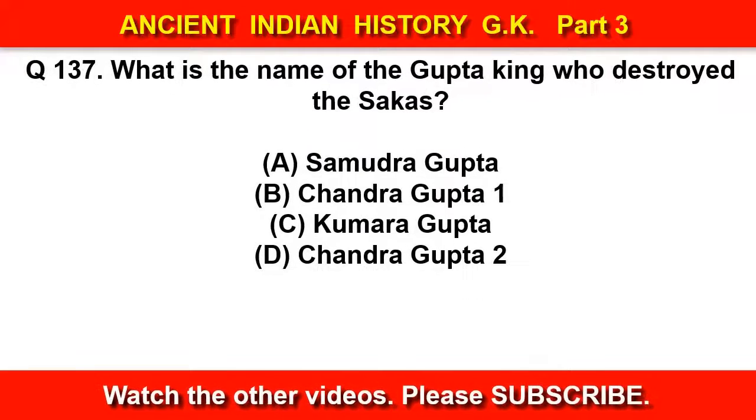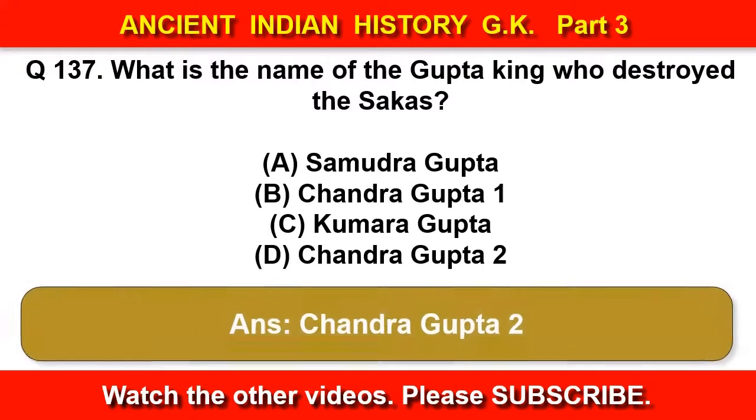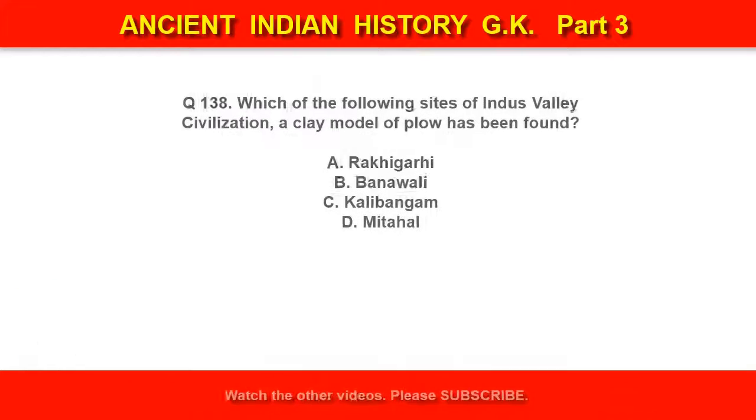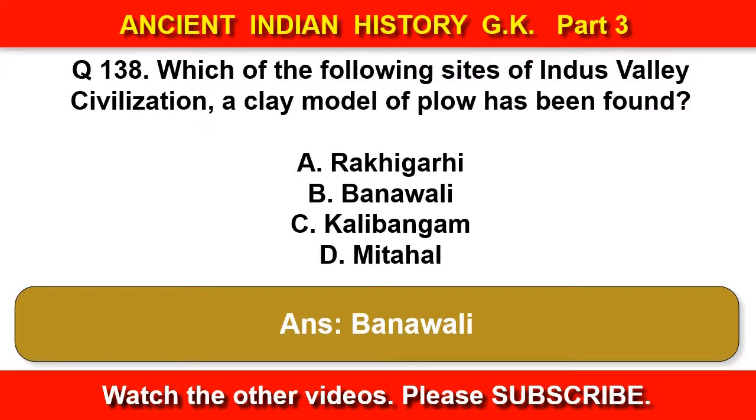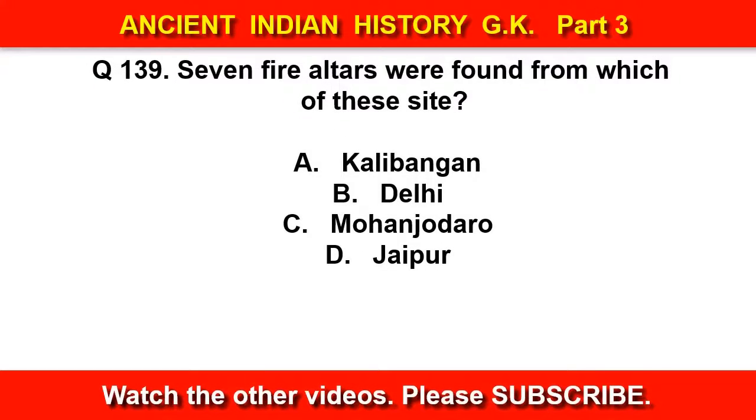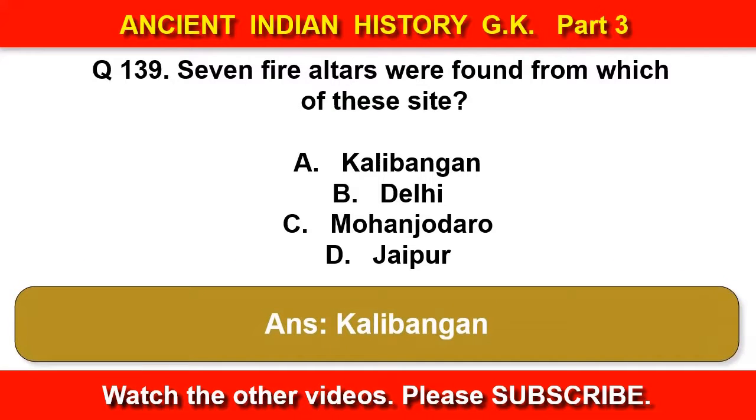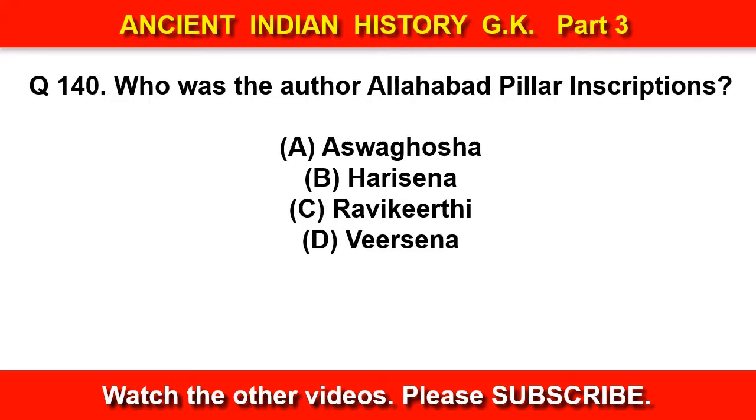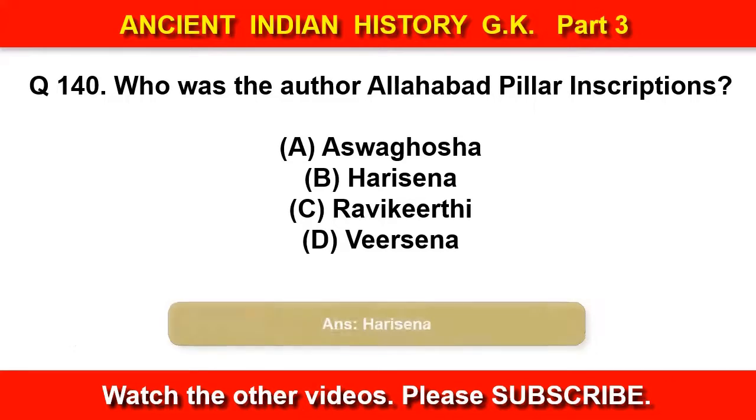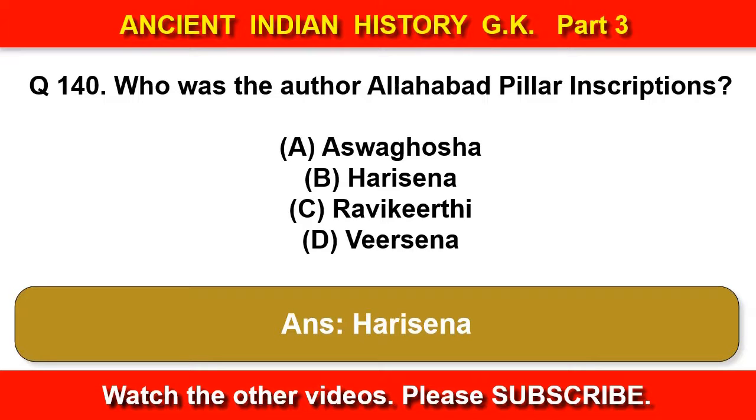What is the name of the Gupta king who destroyed the Sakas? Chandragupta II. In which of the following sites of Indus Valley civilization a clay model of plough has been found? Banavali. Seven fire altars were found from which of these sites? Kalibangan. Who was the author of Allahabad pillar inscriptions? Harisena.